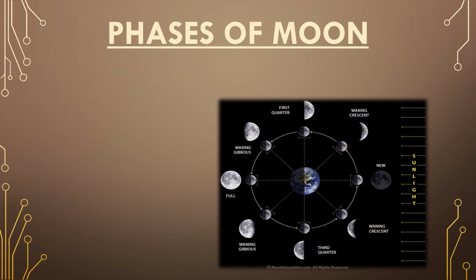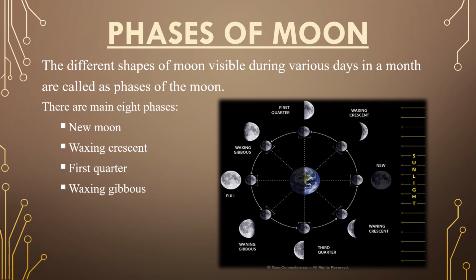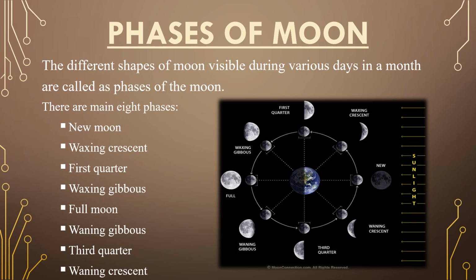Phases of the moon. Maybe you have also observed that the shape of the moon always changes. Every night there is a slight change in the shape of the moon. So these different shapes of the moon visible during various days in a month are called phases of the moon. There are 8 main phases of the moon: new moon, waxing crescent, first quarter, waxing gibbous, full moon, waning gibbous, third quarter, waning crescent.